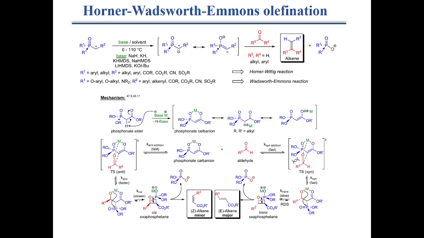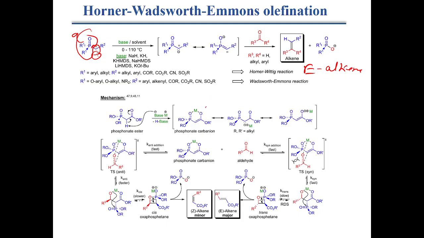So if we use a phosphonoacetate as a stabilized phosphine, the negative charge is stabilized on the phosphorus center. That's why it's called stabilized phosphine. So with this stabilized phosphine, we will get the E alkene as the major product. This is called the Horner-Wadsworth-Emmons olefination reaction.